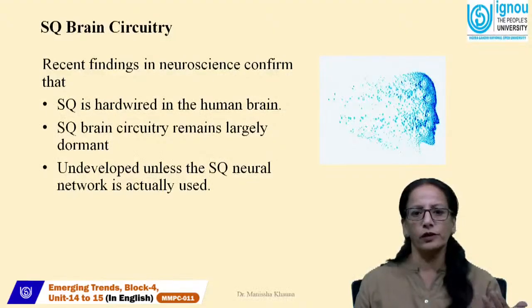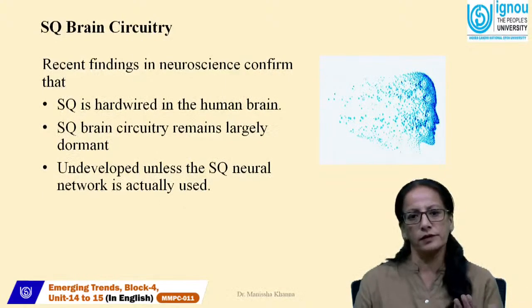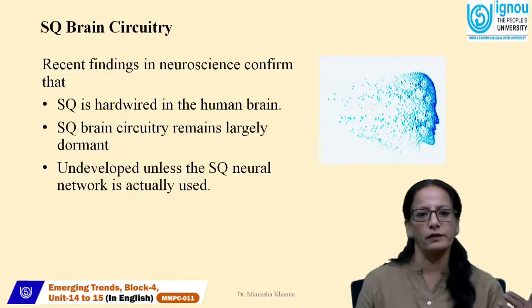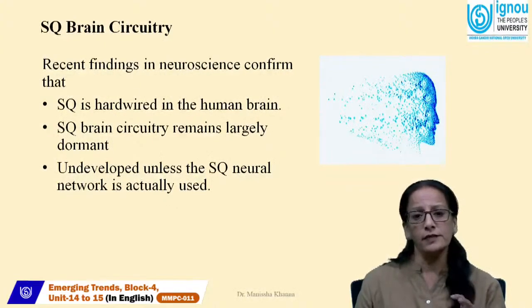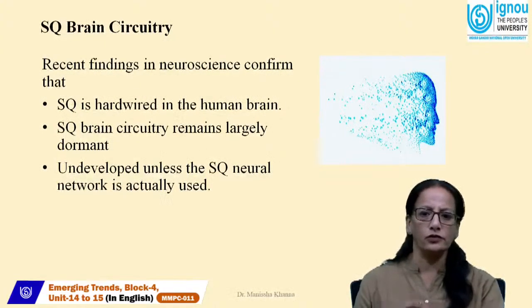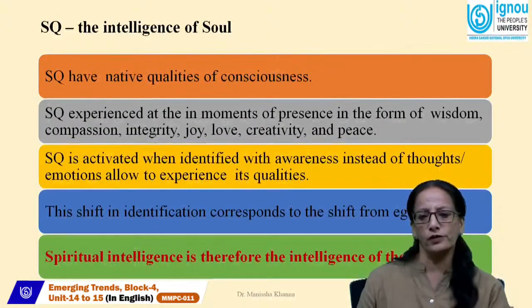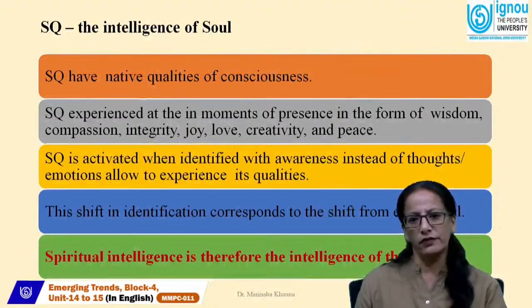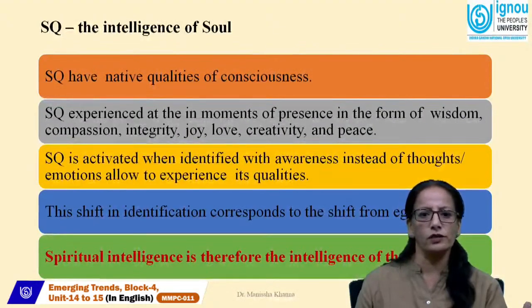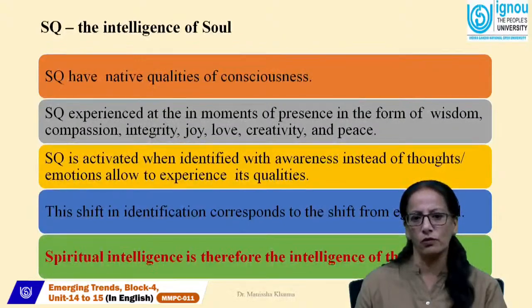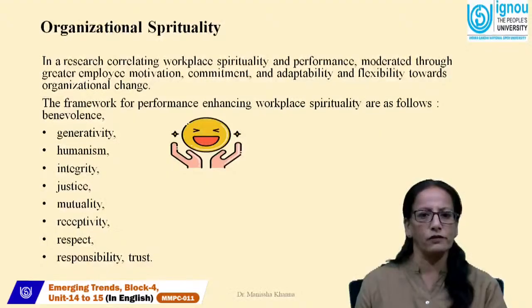So SQ is hardwired in the human brain, and the brain circuits remain largely dormant and undeveloped unless the SQ neural network is actually used. So SQ is the intelligence of the soul, which is a quality of consciousness. It is active when identified with awareness instead of thoughts and emotions, and allows the experience of qualities, and therefore it is known as the intelligence of the soul.